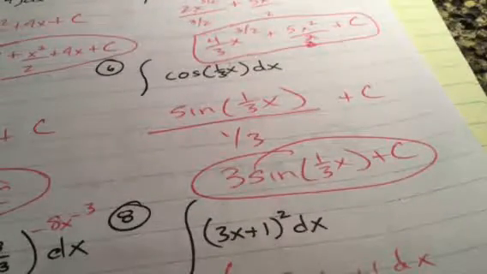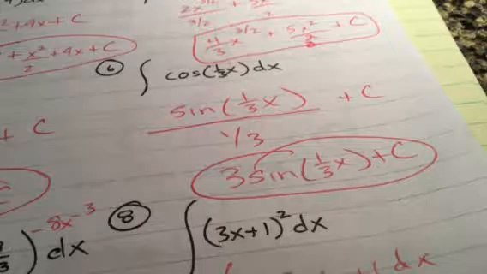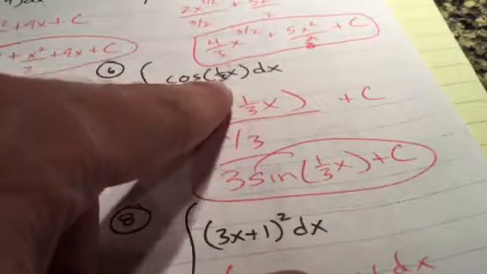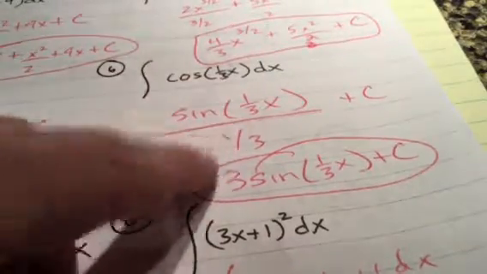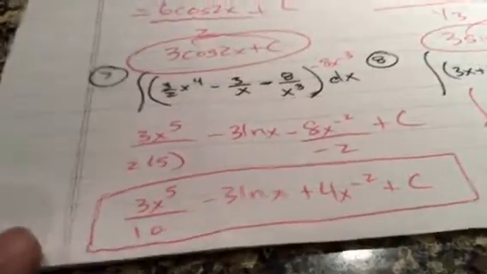The derivative of sine is cosine, so the antiderivative of cosine is sine. If I were to take the derivative of 1/3 x, I would multiply by 1/3. So here, I'm going to divide by 1/3, which is multiplying by 3. Don't forget about C. It's another great question.